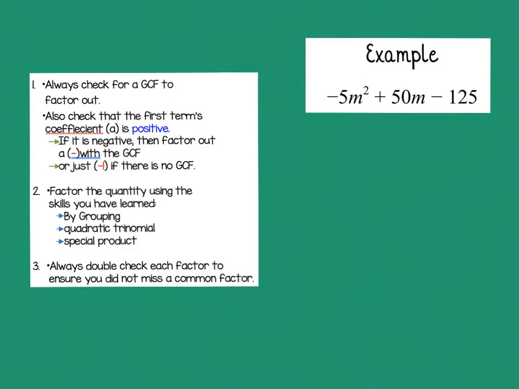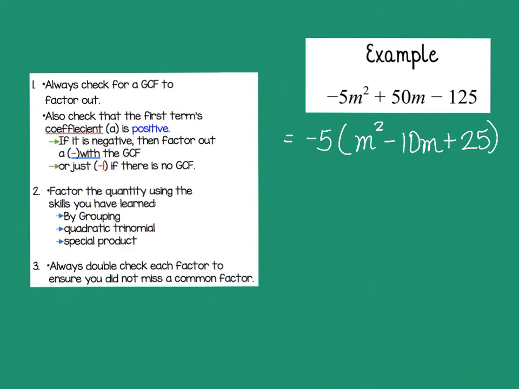Okay, second example. So the first step, remember, of all factoring is check for a GCF, and also at the same time you're checking that your first term is positive. So what would we factor out first for this example? And the answer is it has a GCF of 5, and we also must factor out a negative. So we're going to factor out a -5, and this would be -5 times the quantity m squared minus 10m plus 25.